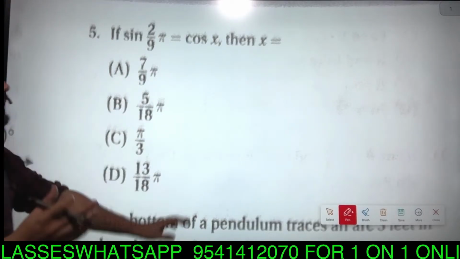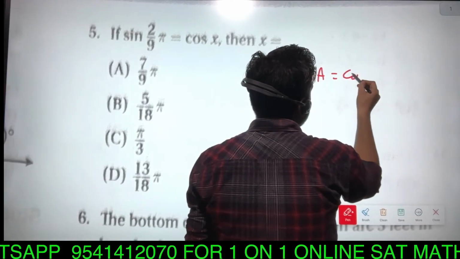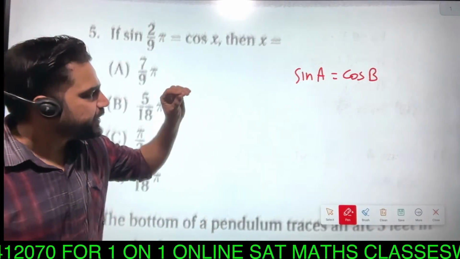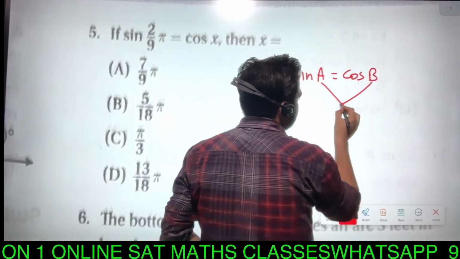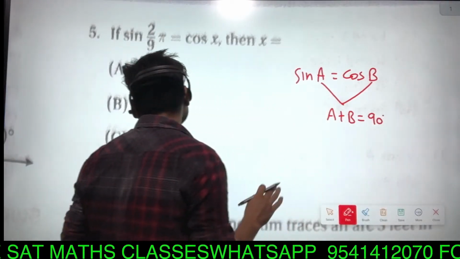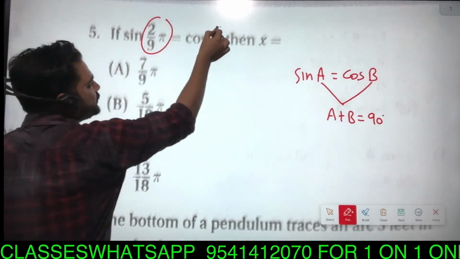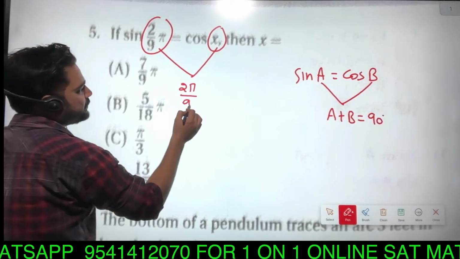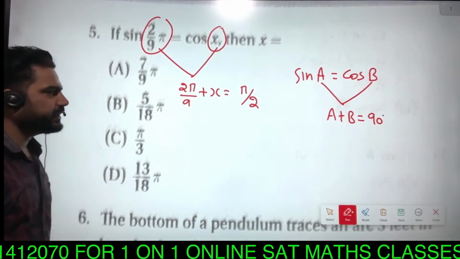Now you can directly remember one thing, that whenever one angle of sine is equal to another angle of cos, which is the same as the question we have done today also, then the sum of these two angles is 90. A plus B will be 90. So in this question, one sine angle is equal to one cos angle, so the sum of these two will be 90. 90 means how much? Pi by 2. 90 is in degrees, pi by 2 is in radians.